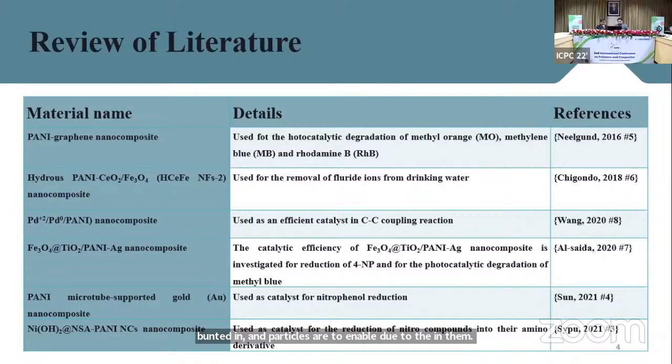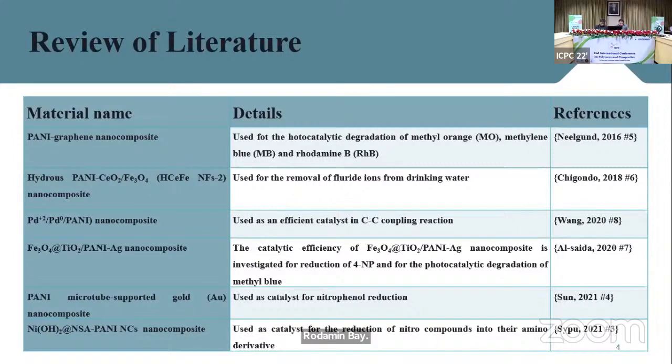Here is the review of literature. Polyaniline iron manganese oxide nanocomposites have been used in various applications. Here I've specifically focused on their catalytic application. Nagland and his co-workers studied the catalytic activity of polyaniline graphene nanocomposite, and they reported that it is an efficient catalyst for the catalytic degradation of dyes like methyl orange and rhodamine B.